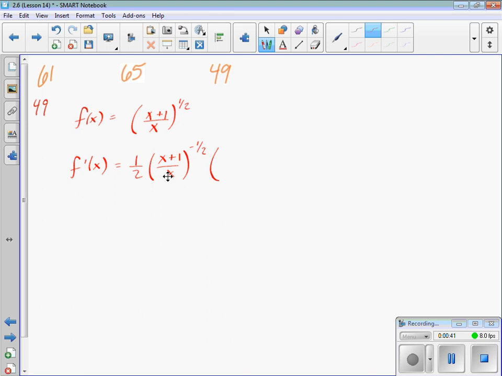So derivative of the inside here, low d high would be what? What's the low? X, and then d high is 1, right? So low d high would be x times 1 minus high d low, and d low is 1 over the bottom squared. And away we go.